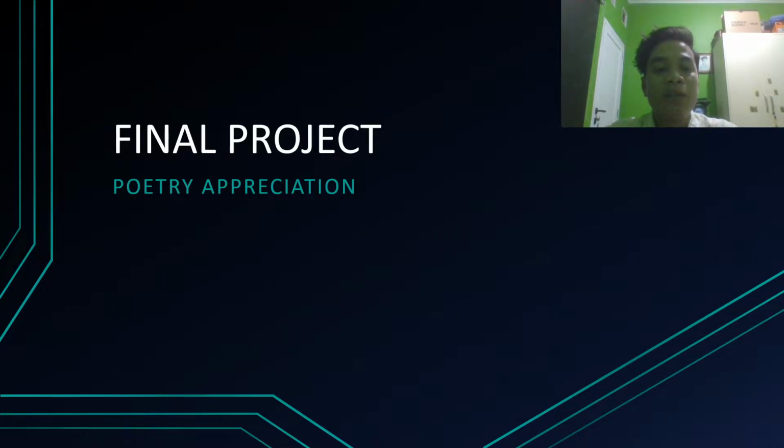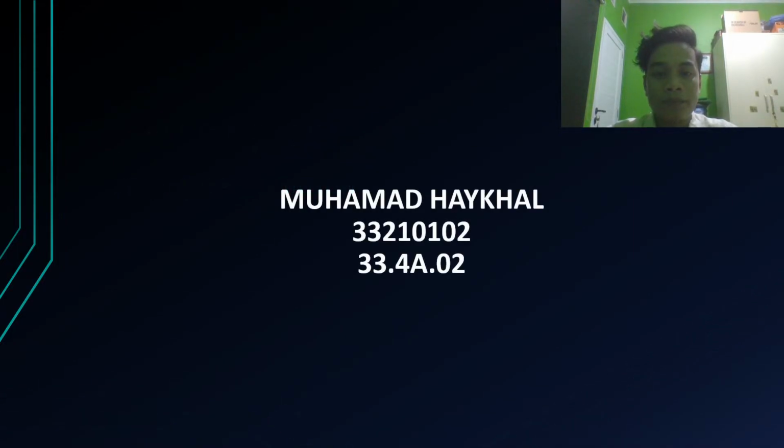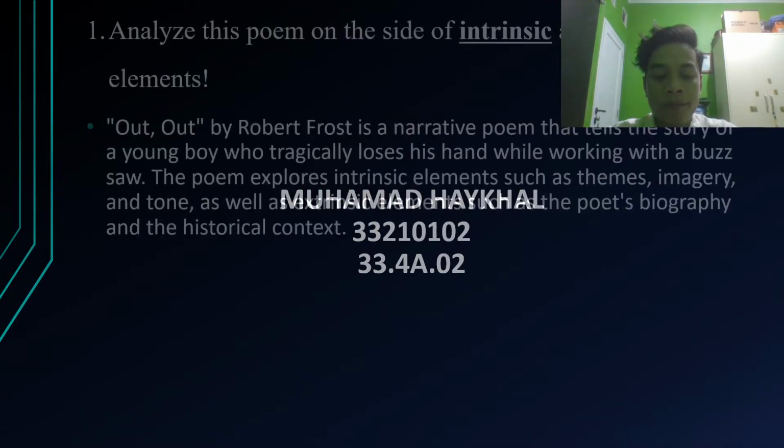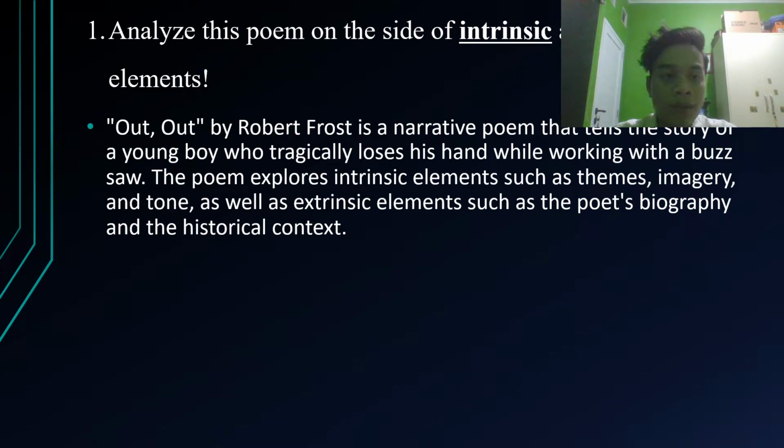I want to make a video for final project poetry appreciation. Okay, number one, analyze the poem on the side of intrinsic and extrinsic elements. "Out, Out" by Robert Frost is a narrative poem that tells the story of a young boy who tragically loses his hand while working with a buzz saw. The poem explores intrinsic elements such as themes, imagery, and tone, as well as extrinsic elements such as the poet's biography and the historical context.